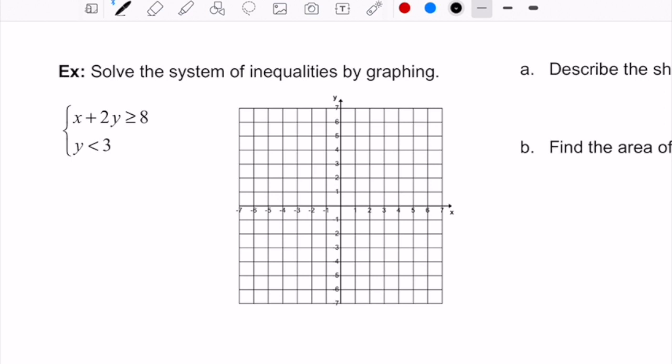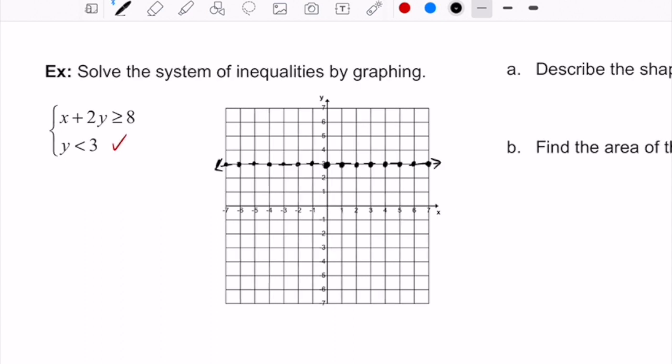Here in this next example, we are going to solve the system of inequalities by graphing. So we're going to graph both lines. The second line is ready to graph. And so I can start by graphing that one. So y is less than 3 would be a horizontal line through the point y equals 3.